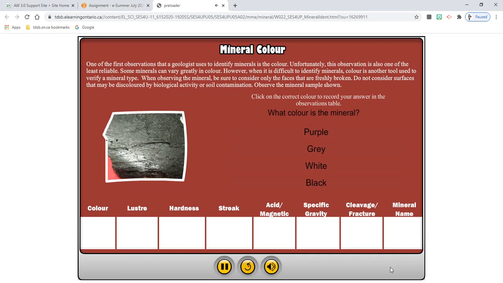When observing the mineral, be sure to consider only the faces that are freshly broken. Do not consider surfaces that may be discolored by biological activity or soil contamination. Observe the mineral sample shown. What color is the mineral shown? Click on the correct color to record your answer in the observations table.